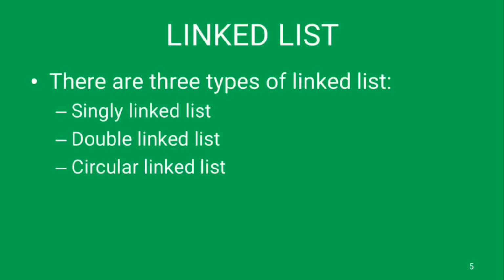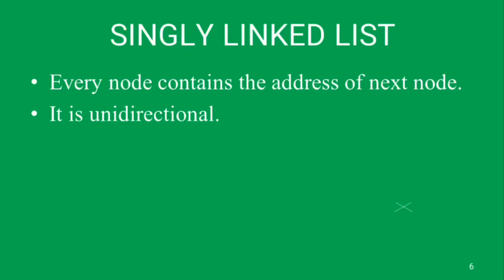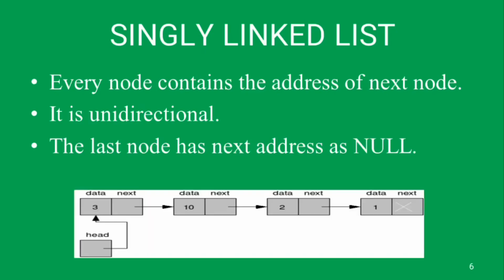Today we'll be only covering single linked list. So this is the basic type of linked list. And what happens in single linked list? Every node contains the address of the next node, as you can see over here. Second point, it is unidirectional, that is you can go only in one direction. And the last node has the next address as null. Okay, so the last node is pointing to null. So this is the basic idea of single linked list. We'll look at an example so that you'll understand the concept much better.